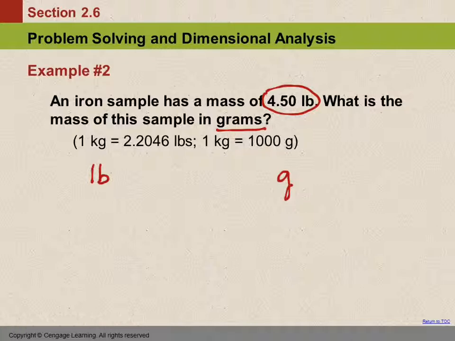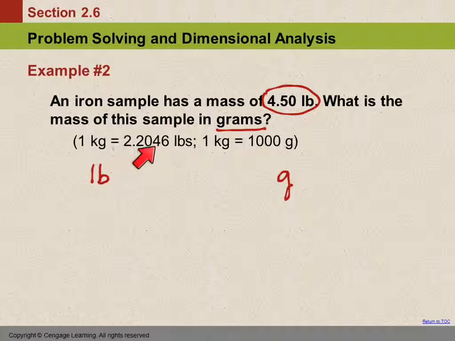Do we know the relationship between pounds and grams off the top of our heads? No. We could look it up, but let's pretend that this is all we've got. So can we convert directly from pounds to grams? No, we don't have the equivalence statement. What are we going to do? Well, what do we have here?